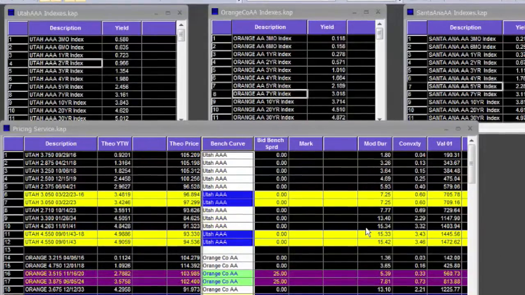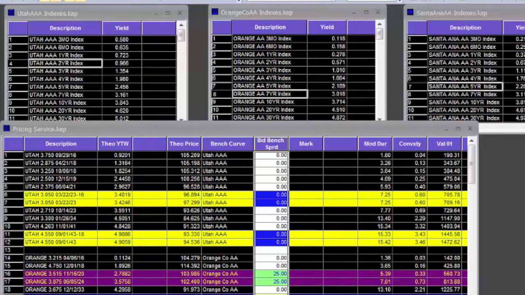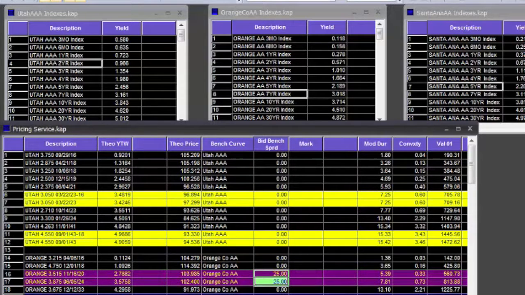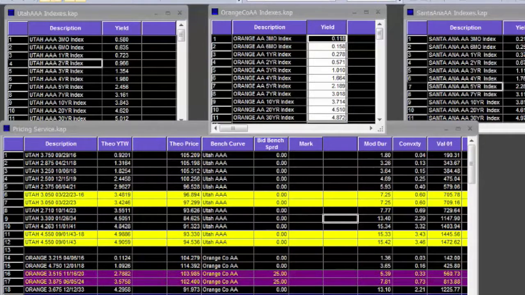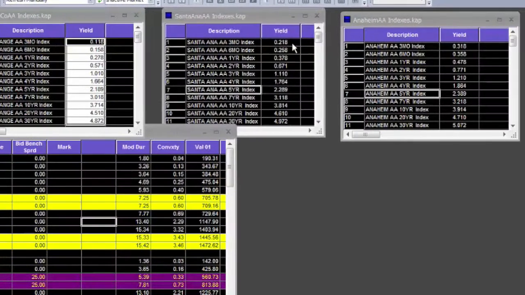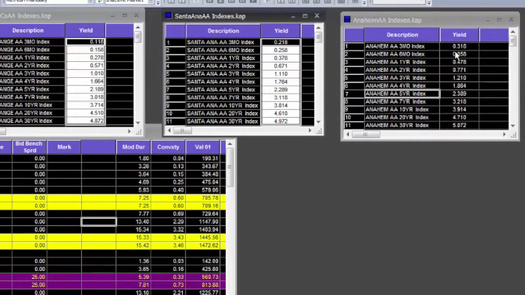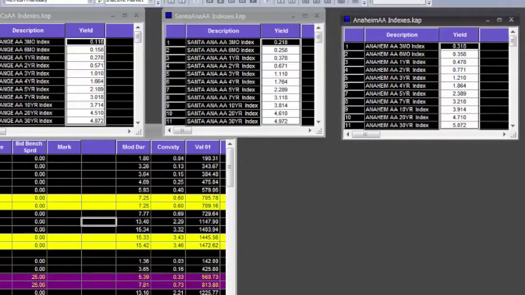Enter the name of the benchmark curve and the security prices off the curve. Most issues price on the curve, so we use a zero spread. We use a negative or positive spread to value a security rich or cheap to the curve. Here is an Orange County AA curve. We could use this to price all AA debt backed by Orange County, as well as cities such as Anaheim and Santa Ana. But we'll assume that there's enough good data to create distinct curves for the two cities.